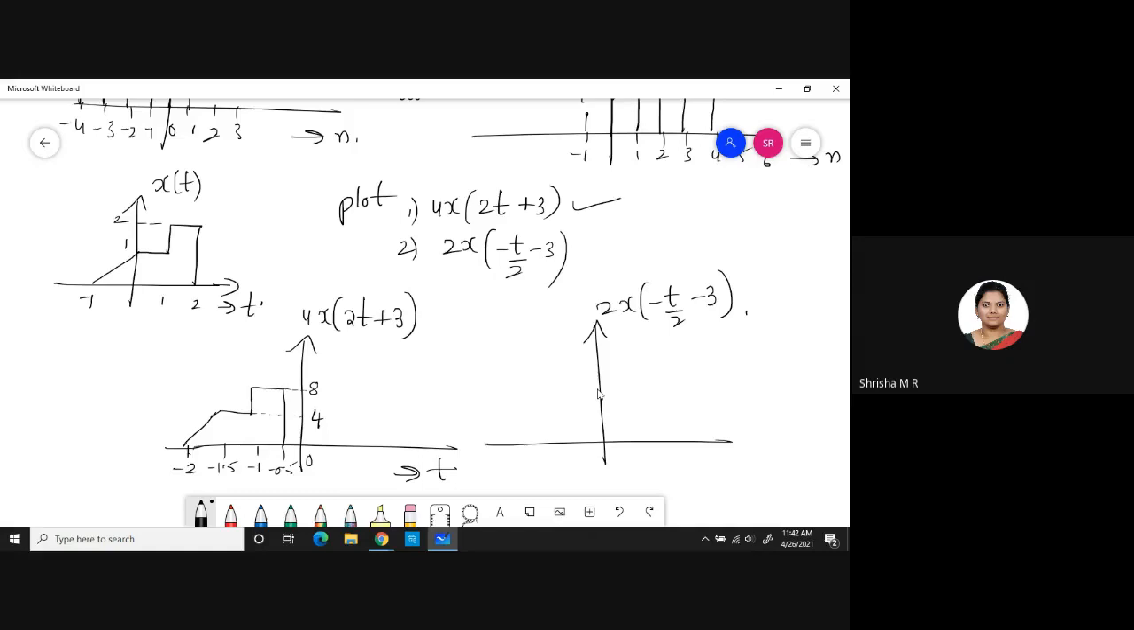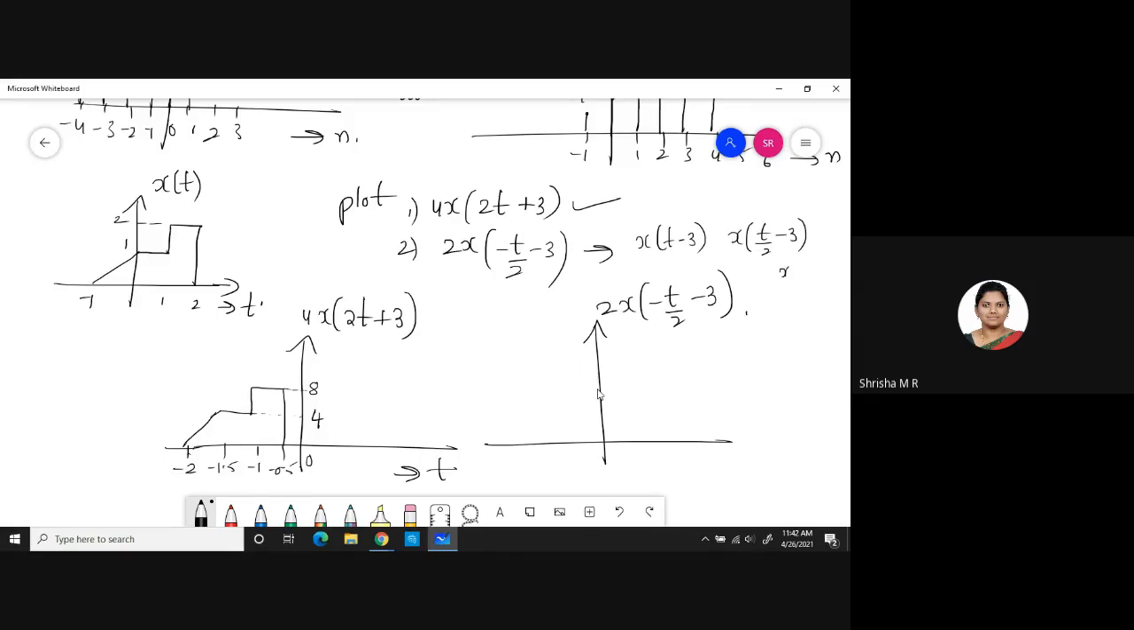You have to tell fast if you have done. So first what you will do here, you will do x of t minus 3. Then you will do x of t by 2 minus 3. You will scale it, so the signal will expand at this stage.